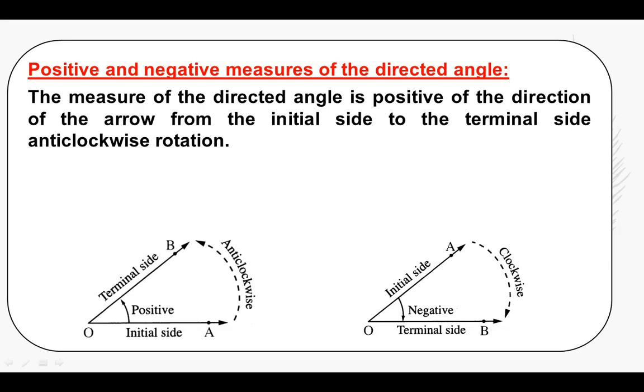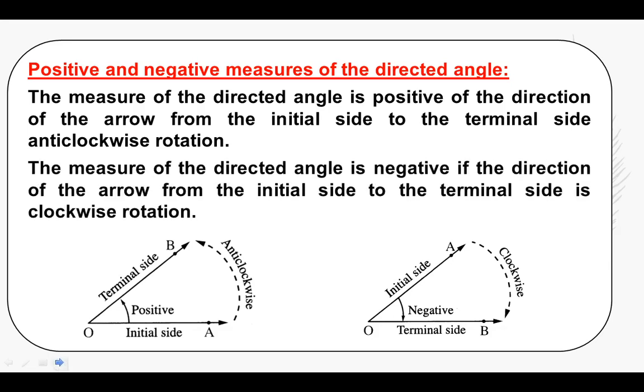And if the rotation is clockwise, as in figure 2, from the initial side to the terminal side, the measure of this angle will be negative. So the measure of the directed angle is negative if the direction of the arrow from the initial side to the terminal side is clockwise rotation.